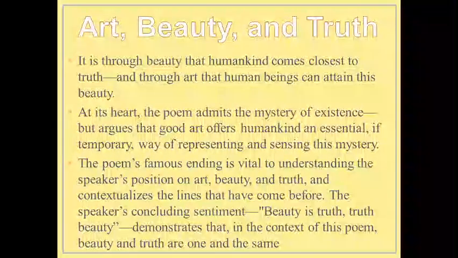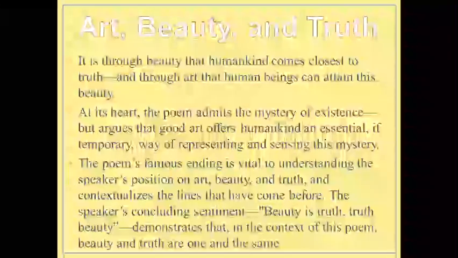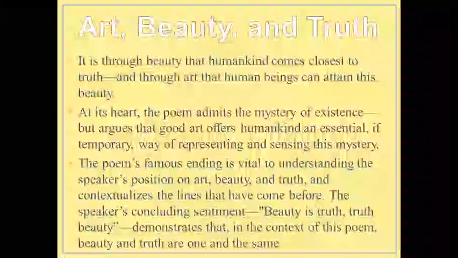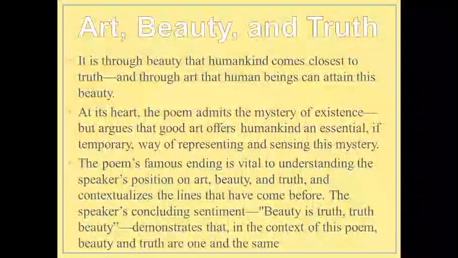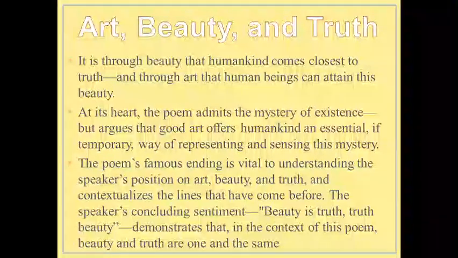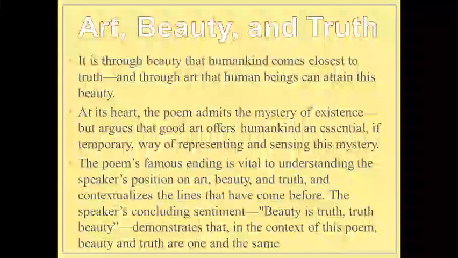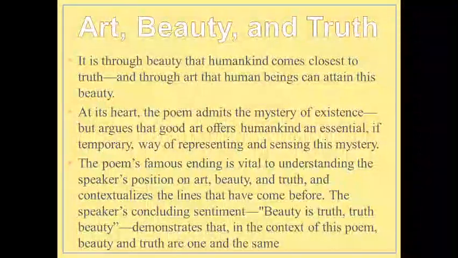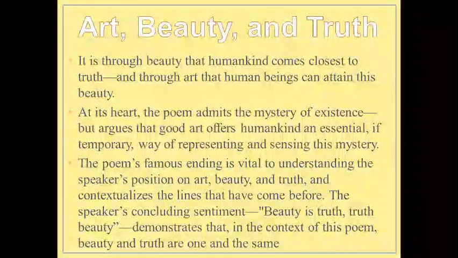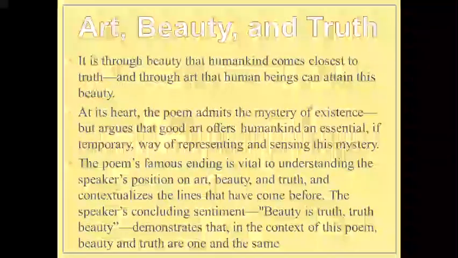So, other themes are art, beauty, and truth. Ode on a Grecian Urn examines the close relationship between art, beauty, and truth. For the speaker, it's through beauty that humankind comes closest to truth, and through art that human beings can attain this beauty. At its heart, the poem admits the mystery of existence, but argues that good art offers humankind an essential, if temporary, way of representing and sensing this mystery.